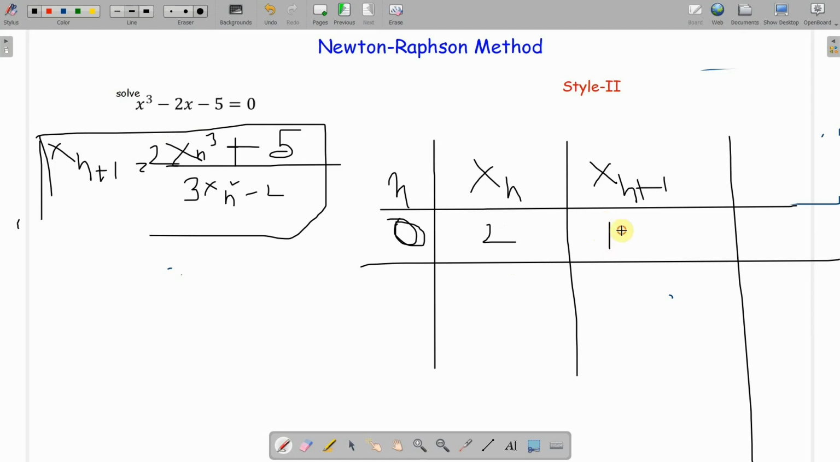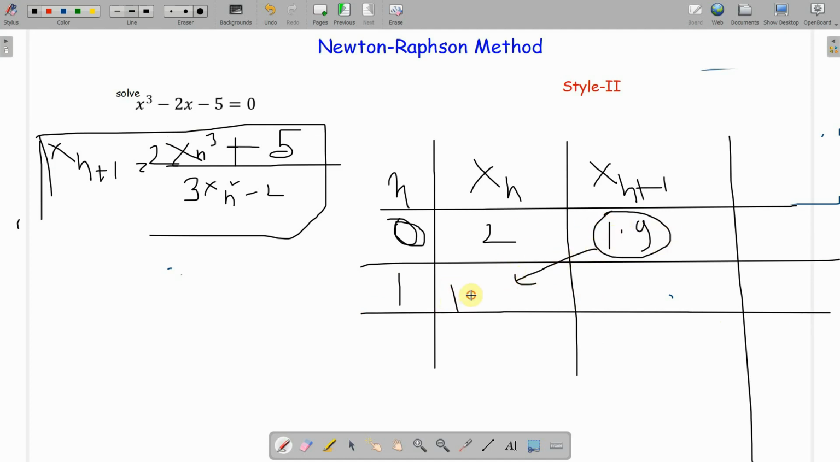It is 1.9. Okay, now for the first iteration, this value will be your xn value. It is very easy, 1.9. Then find me the value of xn plus 1. You only have to find f dash x. Now find me the value of xn plus 1.